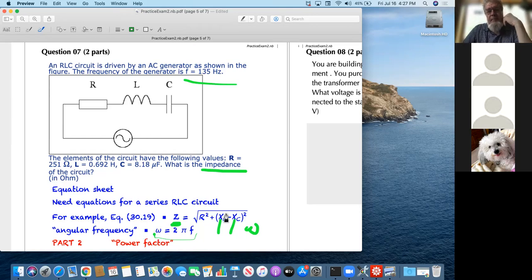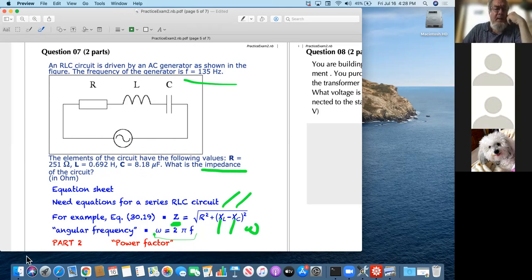But anyway, if you're going to write down the equations for impedance, they'll depend on omega, and you have to know what omega is, because omega is not given in the statement of the problem.